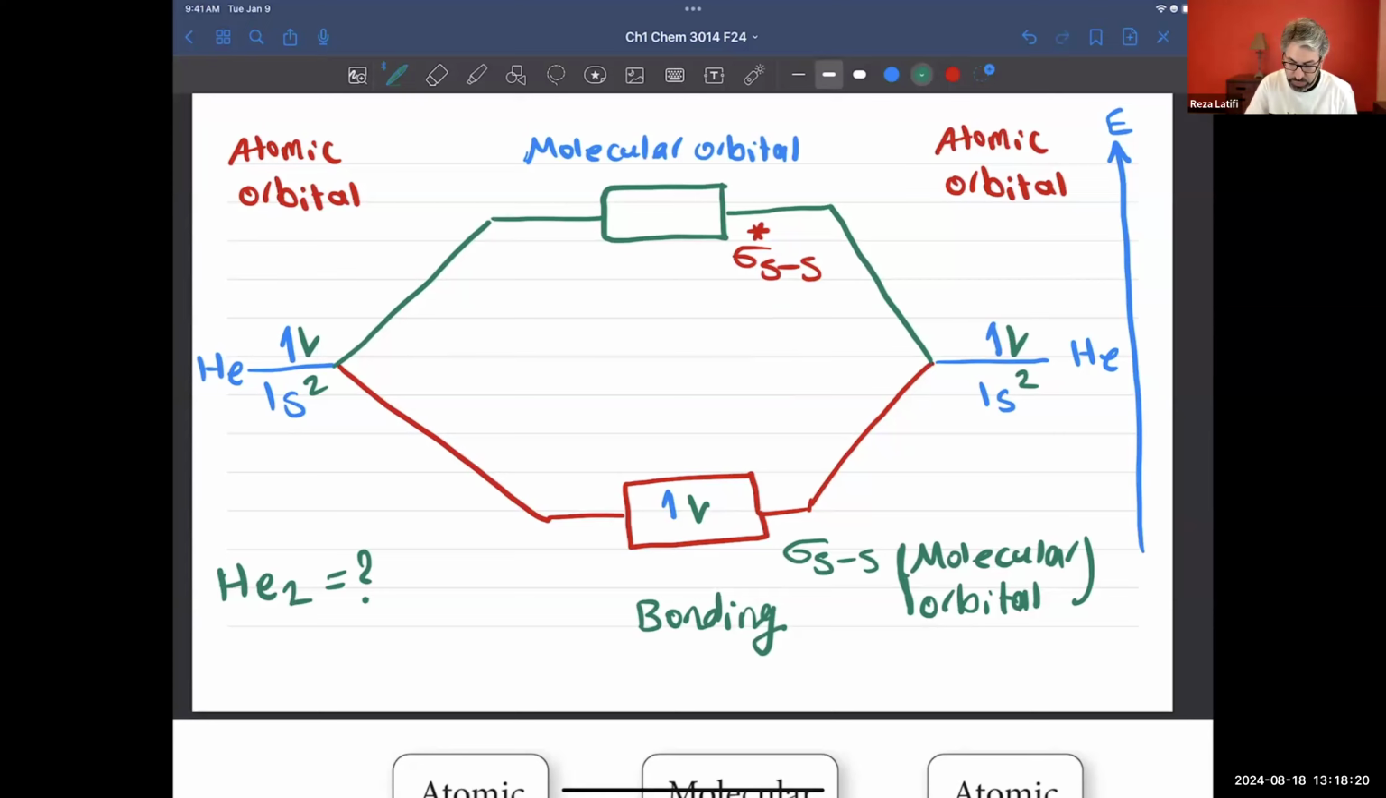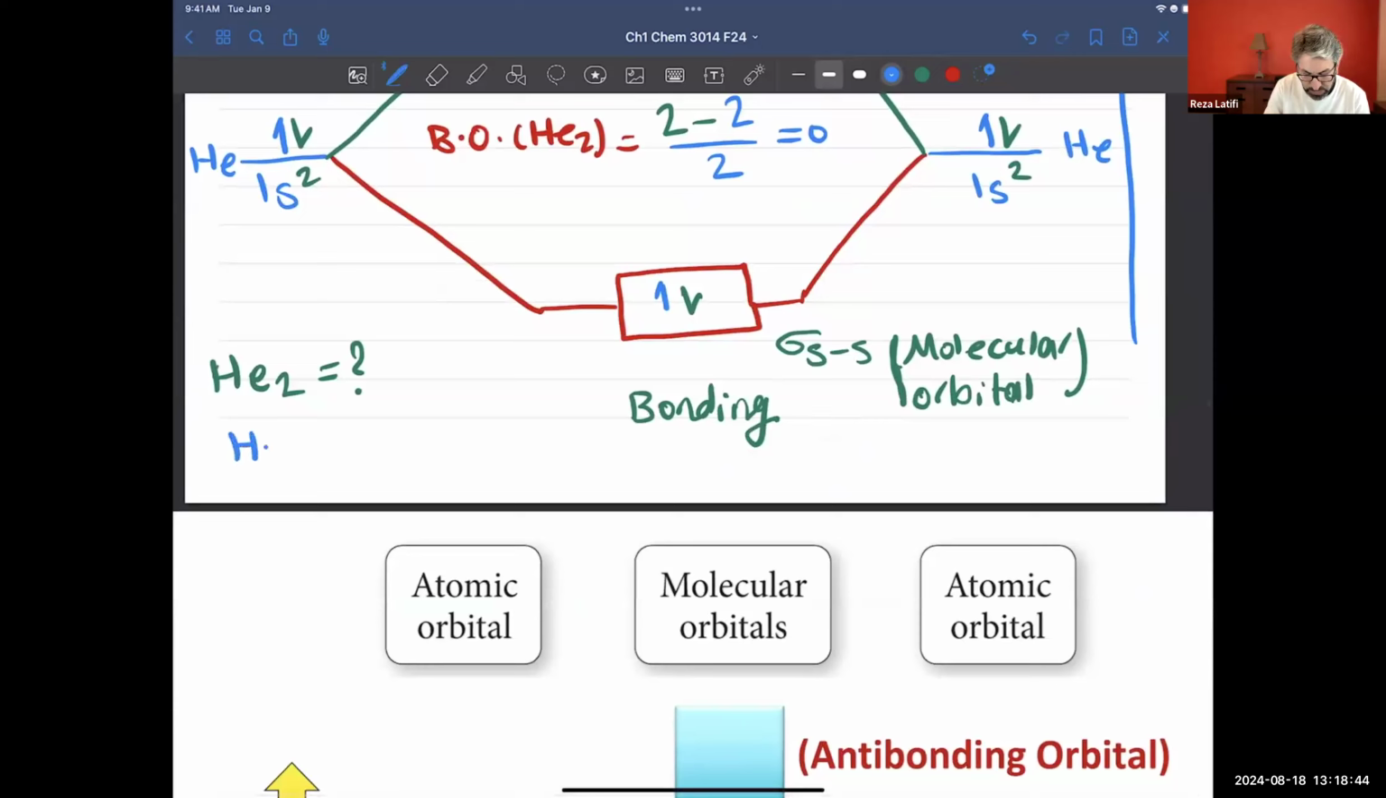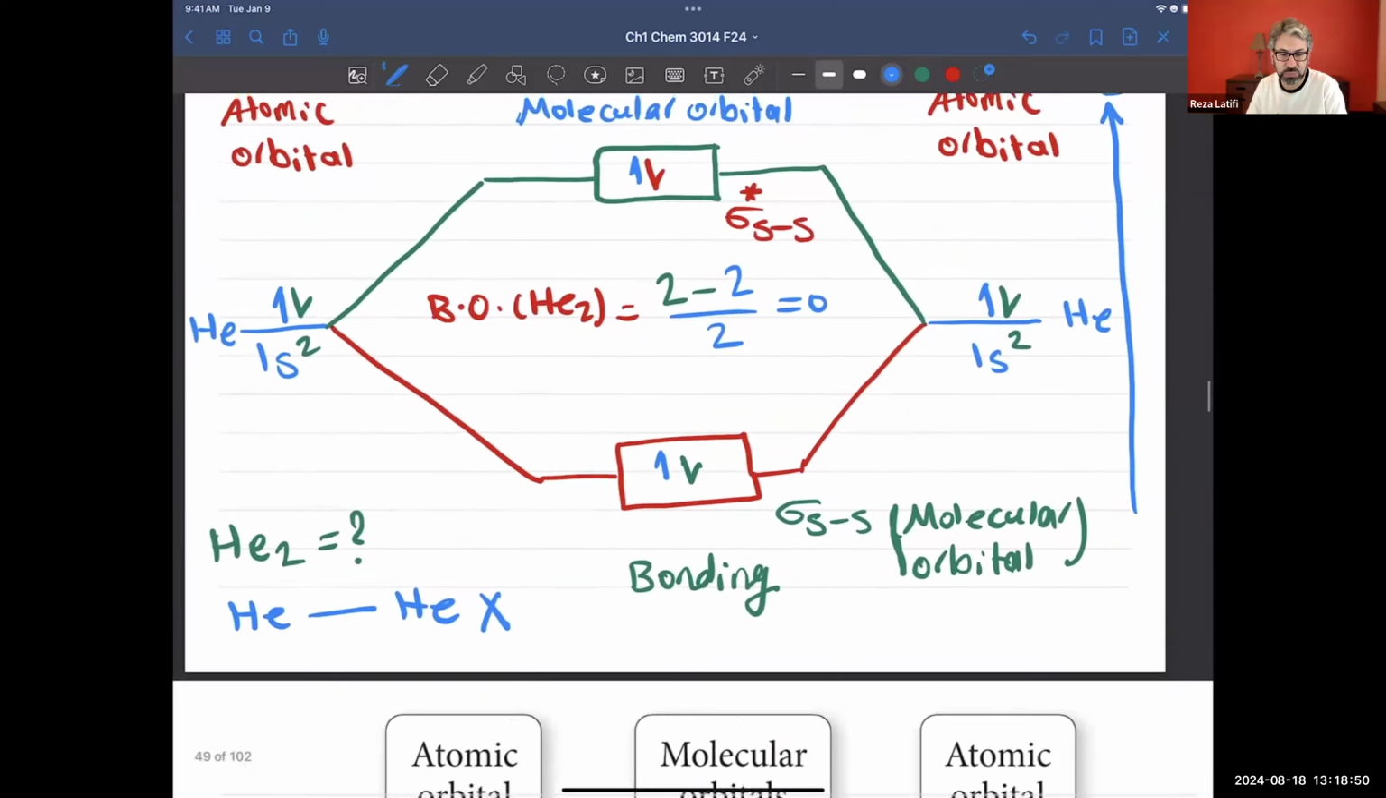Now we have 2 more, so what do we do with them? One is pointing up, the second one pointing down. Now let's get the bond order for He2. We have 2 bonding, or 2 inside sigma, and we also have 2 anti-bonding. Divide by 2, that's going to be 0. What does it mean? It means you cannot have helium attached to another helium. That's not possible.